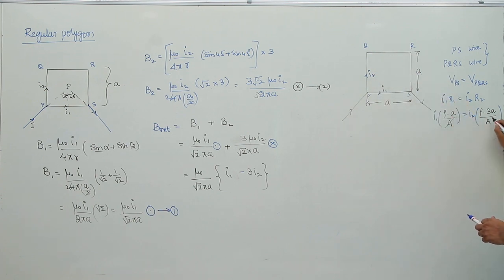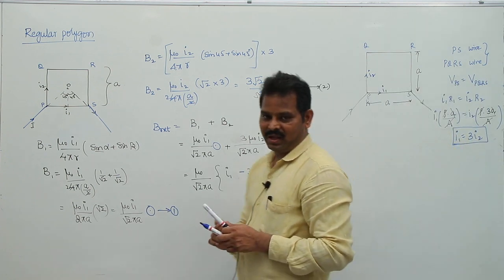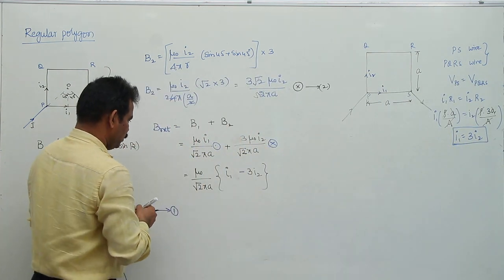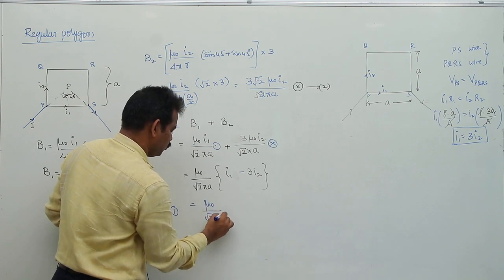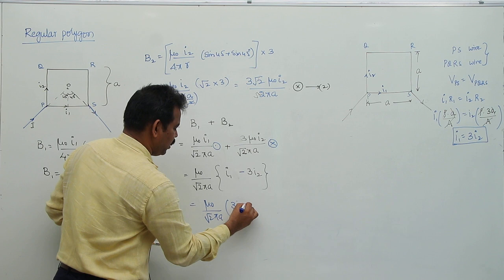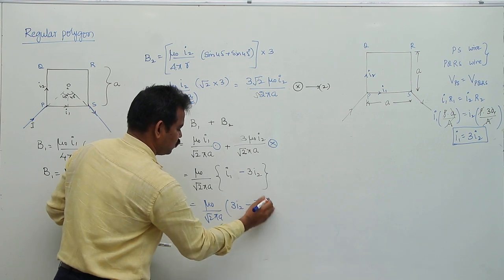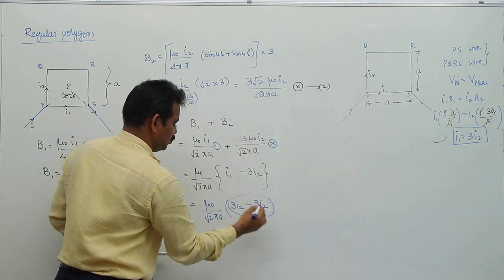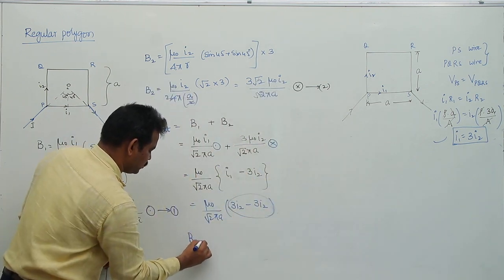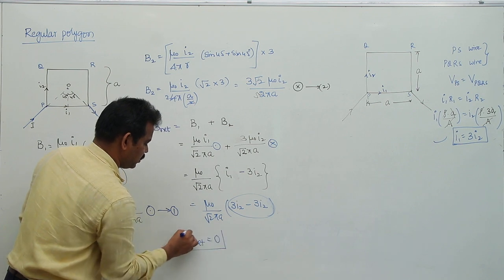You can cancel this and this, and even A and A get cancelled. So I1 is equal to 3I2. This is the relation between these two. So now you can replace I1 with 3I2. So this will become mu naught by root 2 pi a into 3I2 minus 3I2. Why? Because I1 is equal to 3I2. So this will become 0. So the net magnetic field at the center when the battery is connected here is 0.